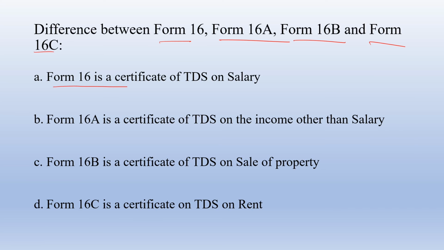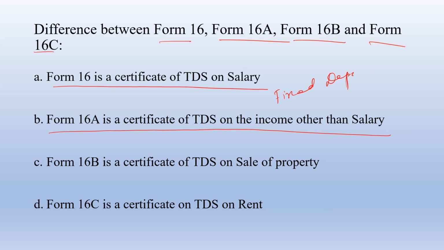Form 16 is a certificate which shows the TDS on salary. Form 16A is a certificate of TDS on incomes other than salary. Suppose a person has a fixed deposit, and the bank deducts tax on the interest earned by this person, so the bank or the financial institution will issue Form 16A for that person, showing the TDS on his interest earned.